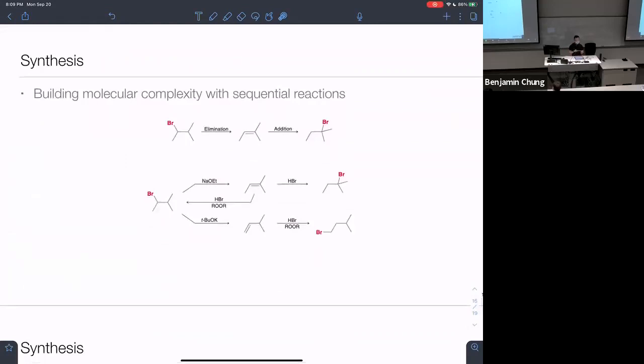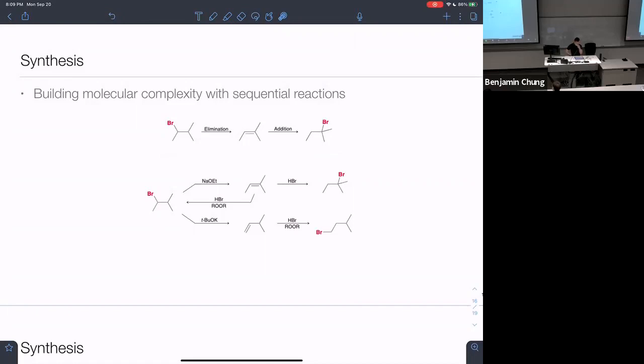So all of this brings us to synthesis, which is the entire point of organic chemistry, to build molecular complexity with sequential reactions. So if we want to generate this isomeric bromide from this bromide here, we can go through an elimination reaction to generate an alkene and then add our bromide in an anti-Markovnikov or Markovnikov fashion to generate the isomer that we want.